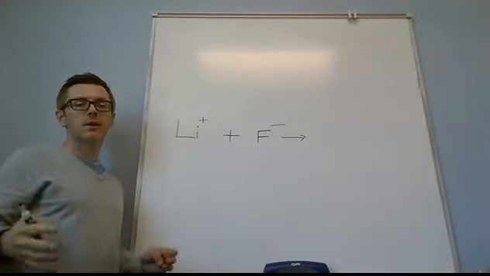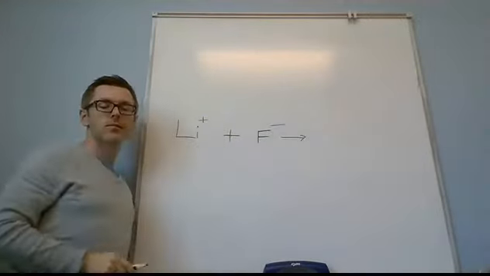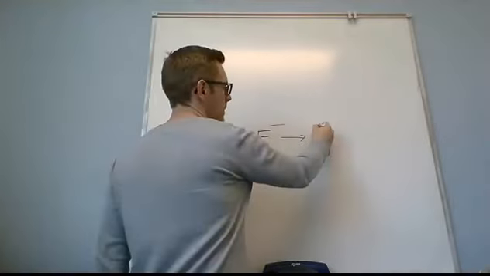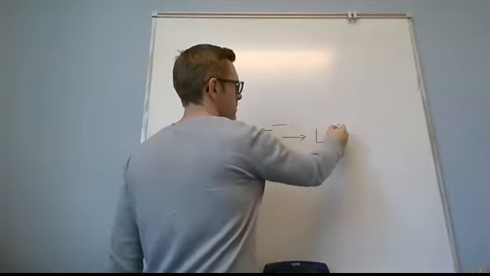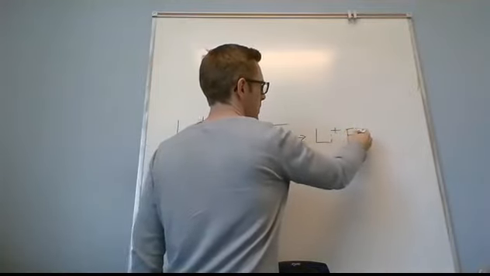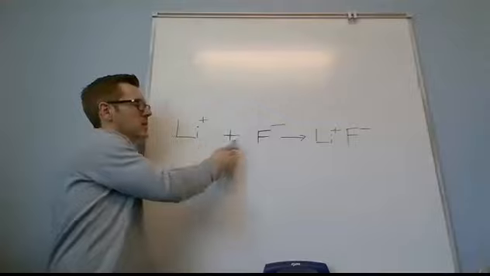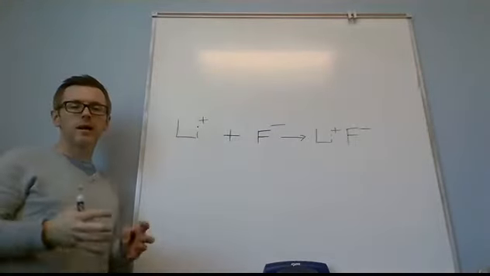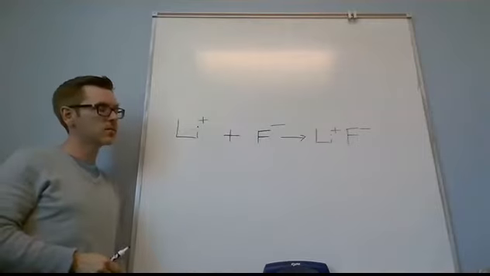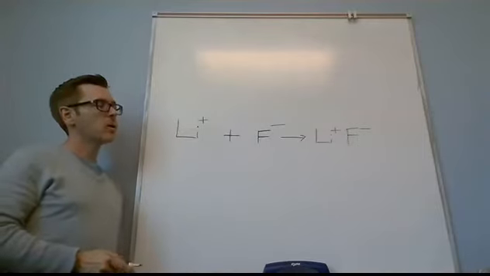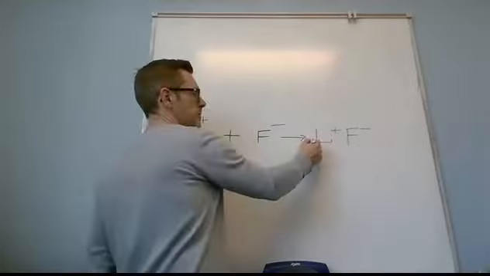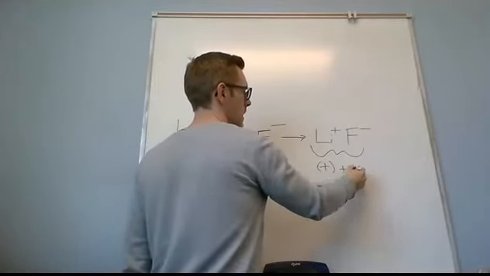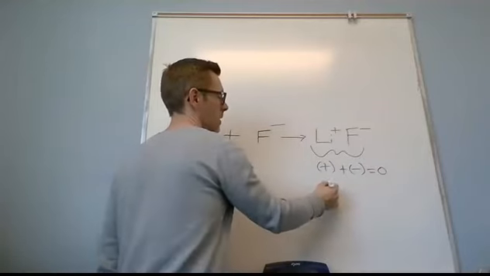They come together because opposite charges attract. So a plus charge is attracted to a negative charge. And we typically always write the plus charge first. So here they're separate, here they're together. They're held together by electrostatic forces between the charges. And we notice that the whole thing is neutral. So a plus charge plus a single negative charge is 0.